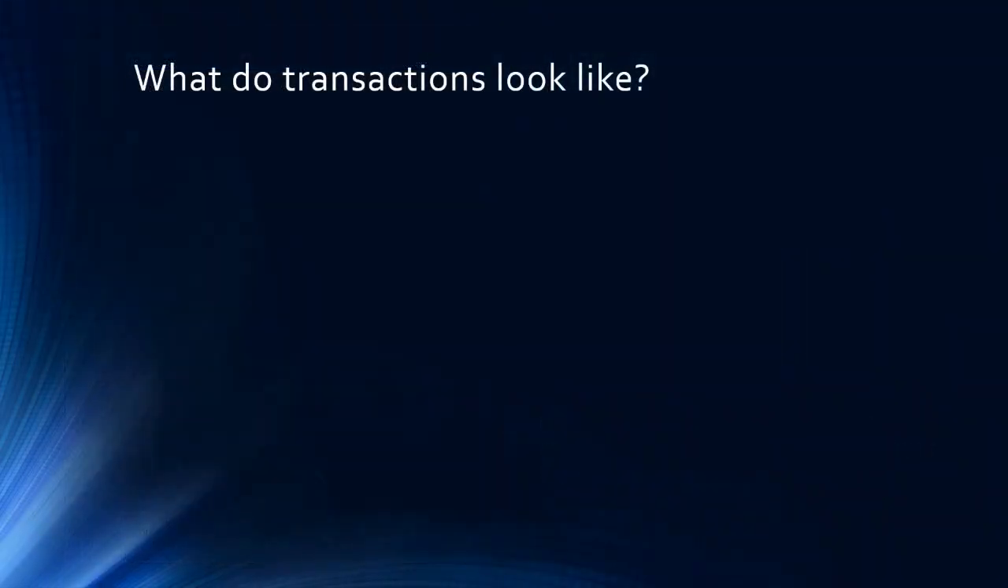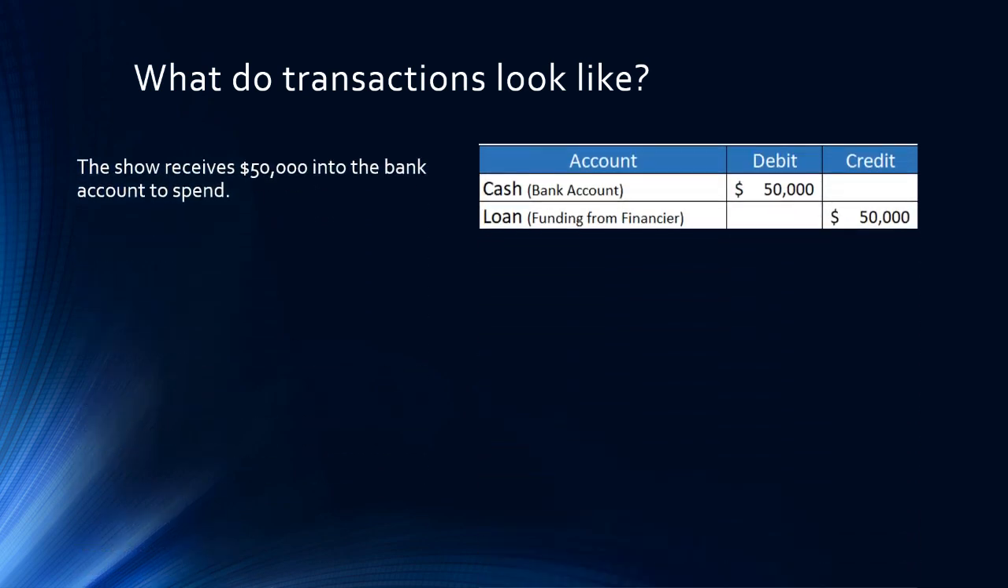Let's say the show receives $50,000 into the project bank account from the financier. This is recorded as a $50,000 debit to the bank account. We know that the bank account is an asset and that an asset is increased by a debit entry. So this shows the bank account has increased by $50,000.